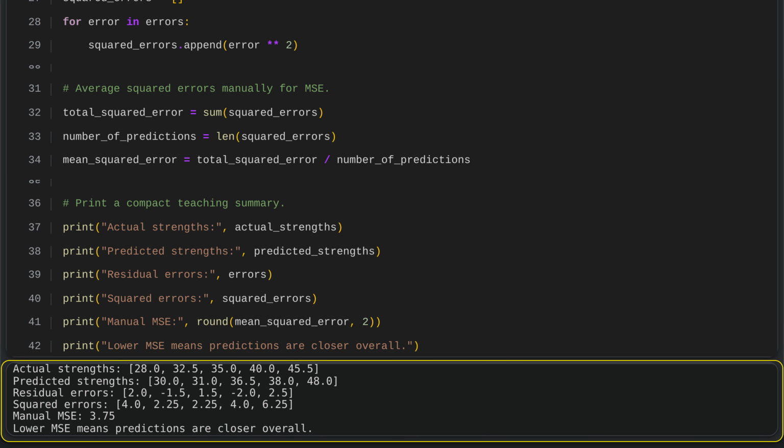This script measures prediction accuracy for concrete strength using mean squared error. It first confirms that the actual and predicted strength lists are valid, then finds the differences between predicted and actual values, squares them, and averages the results. It reports the key values and the final error rounded to 2 decimal places, where a lower mean squared error means the predictions are closer to the actual strengths.